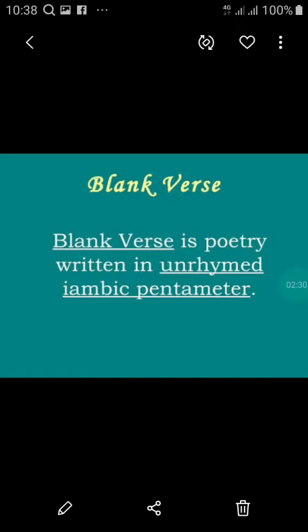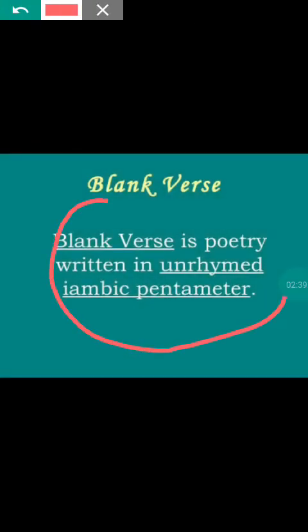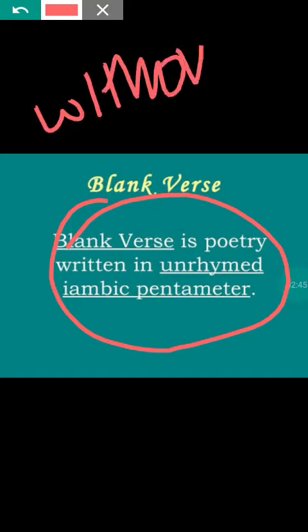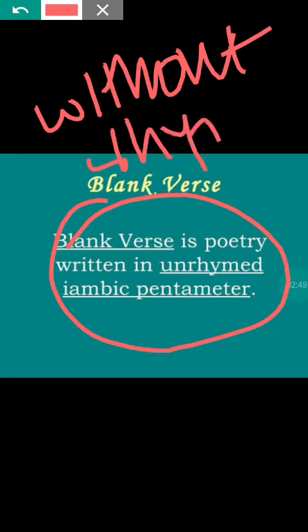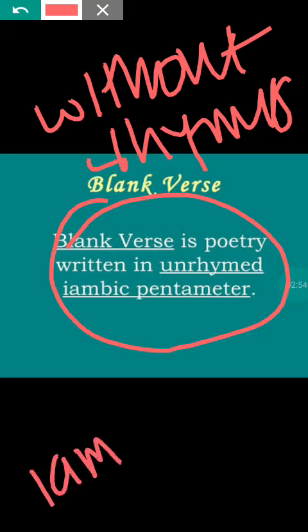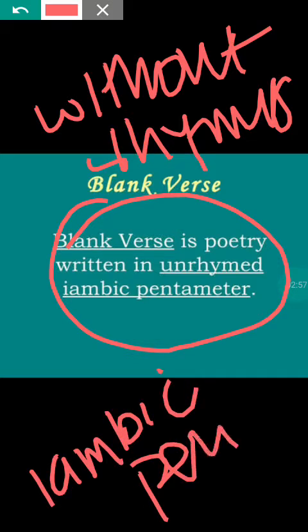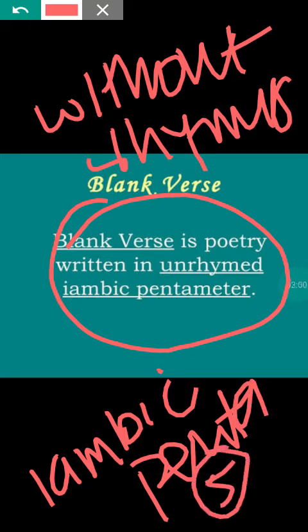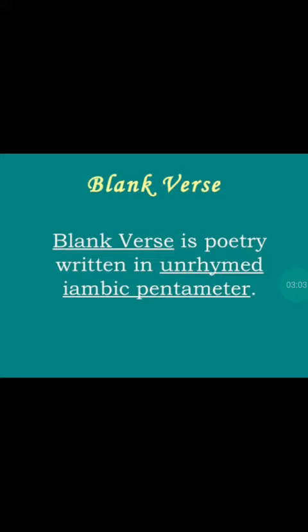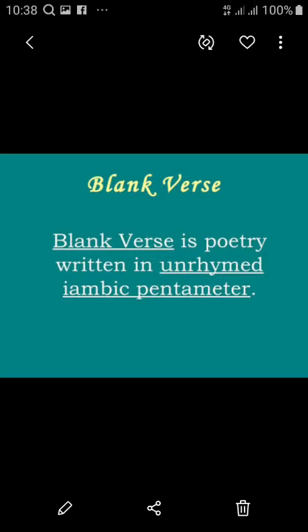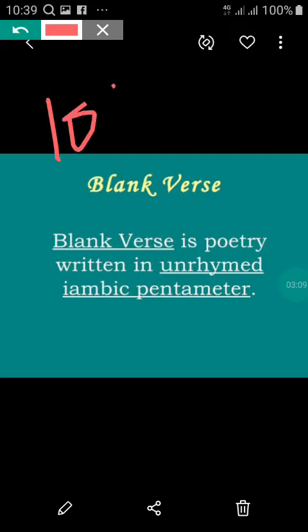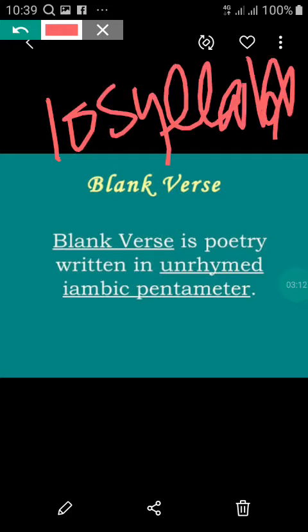So let's see. Blank verse is poetry written in unrhymed iambic pentameter. So what is unrhymed? Unrhymed means it is without rhyme, without a rhyming scheme, and then we follow iambic pentameter. What is iambic pentameter? Penta means five. So here there will be 10 syllables. How many syllables will be here? 10 syllables. So how 10 syllables?